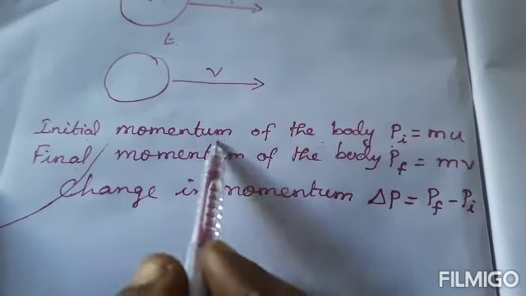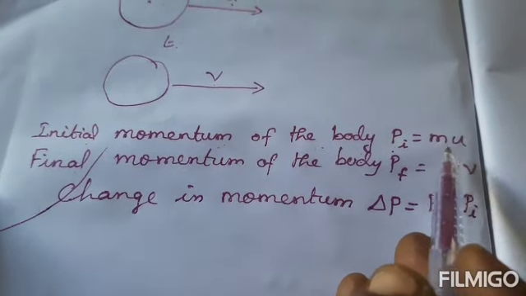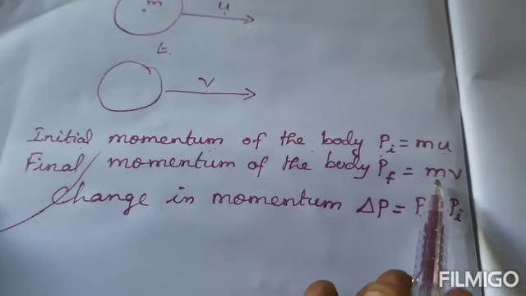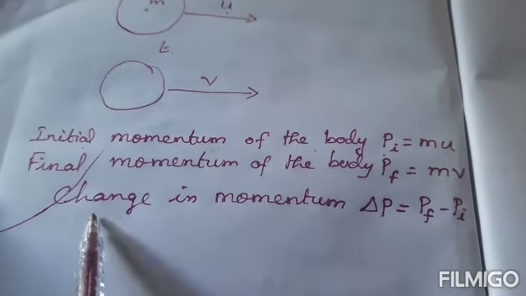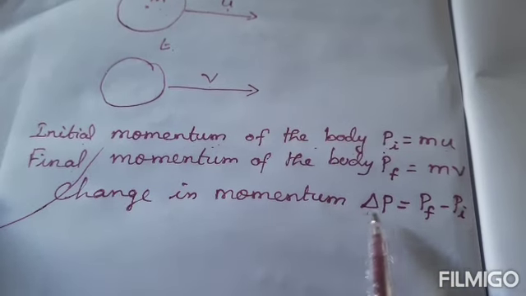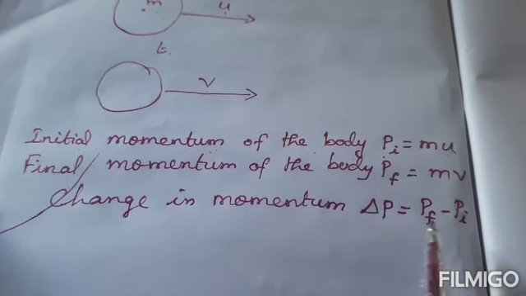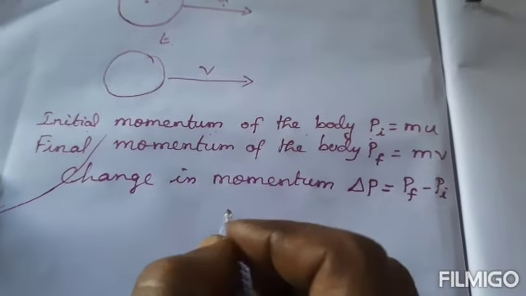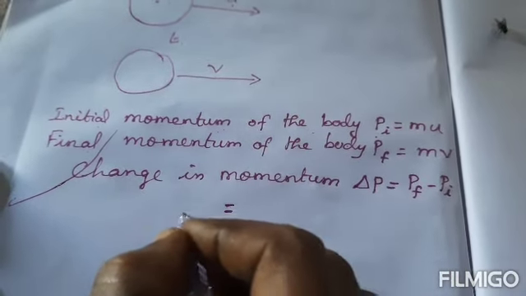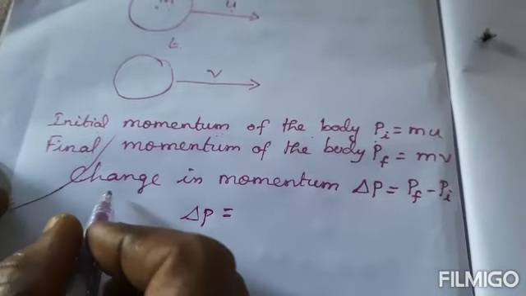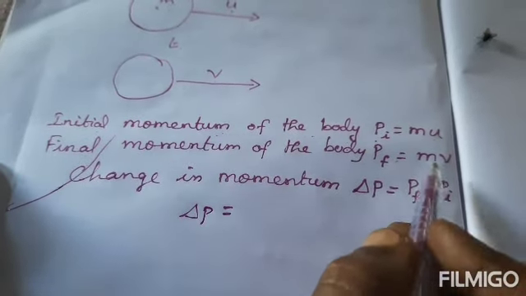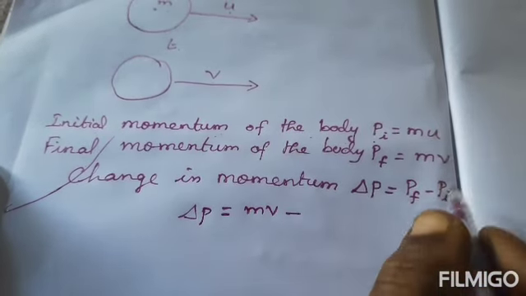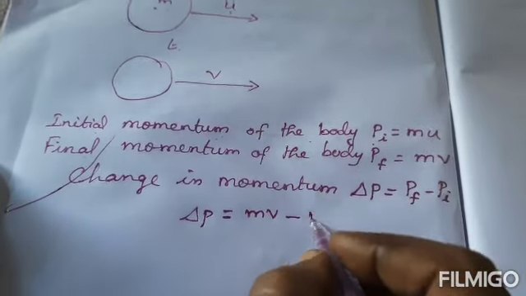First, the initial momentum of the body, Pi, equal to mu. Final momentum of the body, Pf, equal to mv. Next, change in momentum, denoted by the letter delta P, equal to Pf minus Pi. Delta P means change in momentum. Pf, what is the value? mv, minus Pi, what's the value? mu.